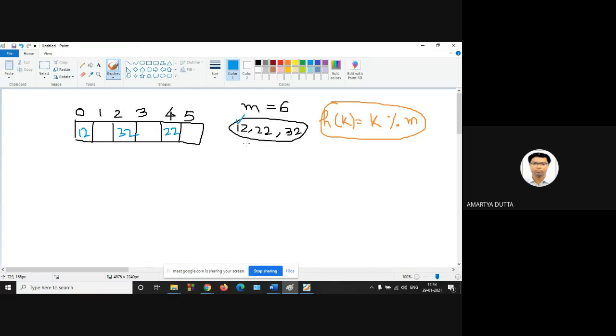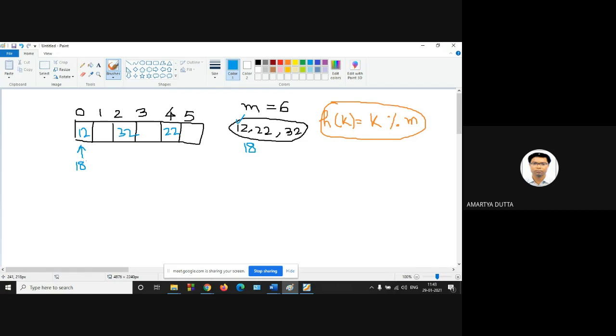Now suppose another element, 18. What is the position for 18? It is 0. So one collision occurs at this position. We have to resolve this collision either using separate chaining or using open addressing.